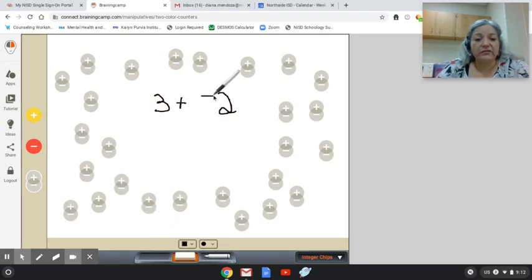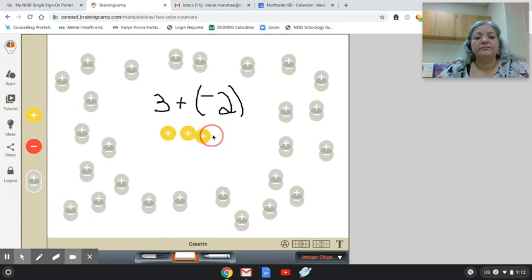Now, when you have a positive and negative next to each other, you're going to see that there's going to be parentheses. That's just to keep the plus and the minus from getting confused. So they don't want to separate those. So you'll see those parentheses. So we're going to start again with 3 positives and then 2 negatives. And then we're going to go ahead and create those zero pairs. So I have them there. So my remainder is just 1 positive. So that means that my value is +2.